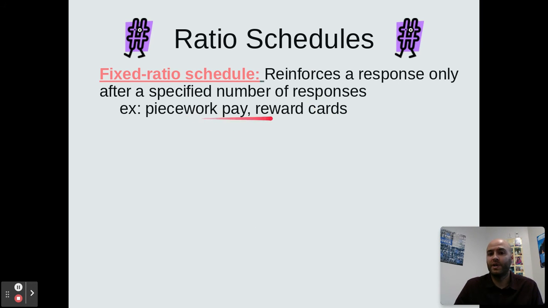Okay? Example, piecework pay, rewards cards, right? If you are a salesman, piecework pay, you maybe get paid after selling a certain number of cars, right? Or if you really love Chipotle, they have that rewards. Maybe they say you get a free burrito after you buy 5, right? You know there's going to be this reward or this reinforcement after a specific number of trials or responses. Like buy 10, get 1 free, right? That's fixed ratio, a set number, and then you get reinforced.